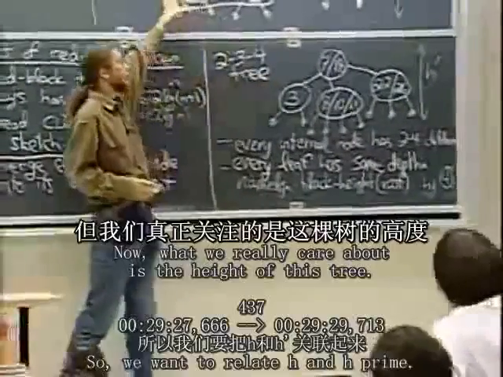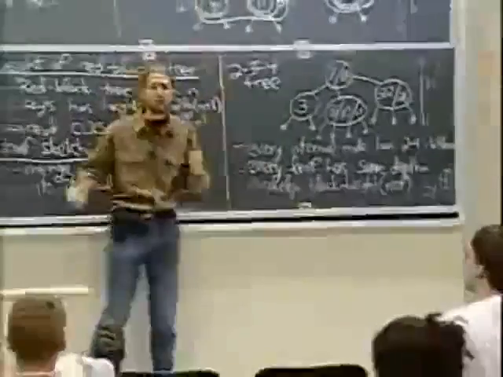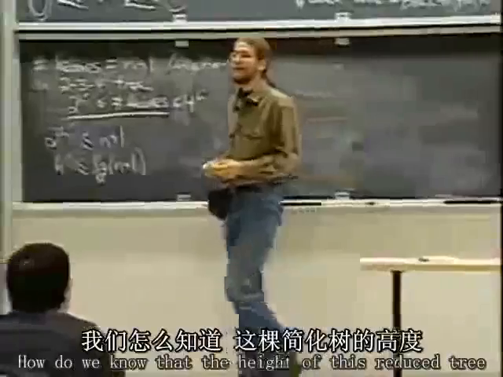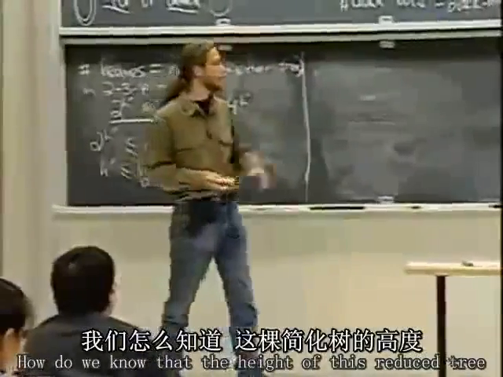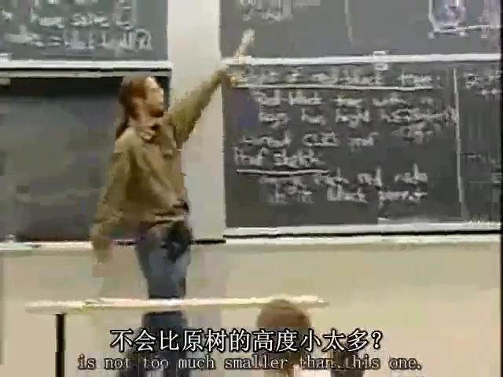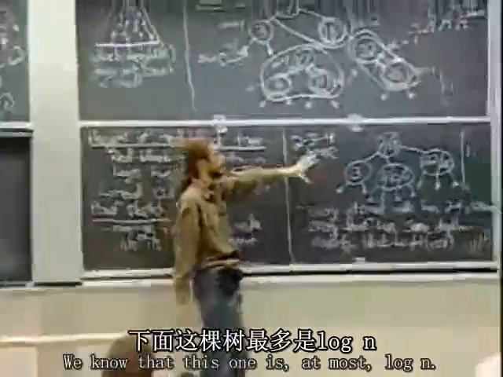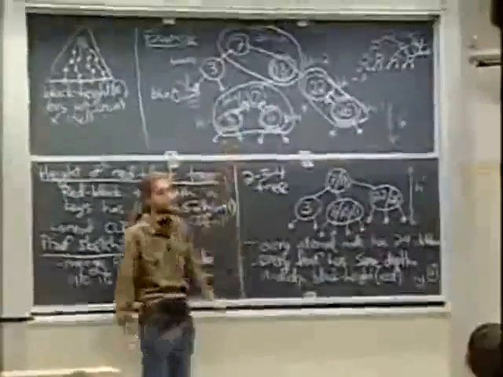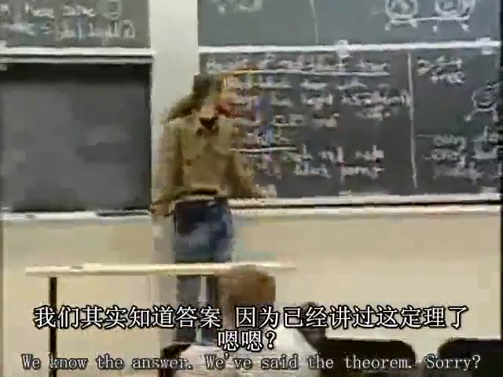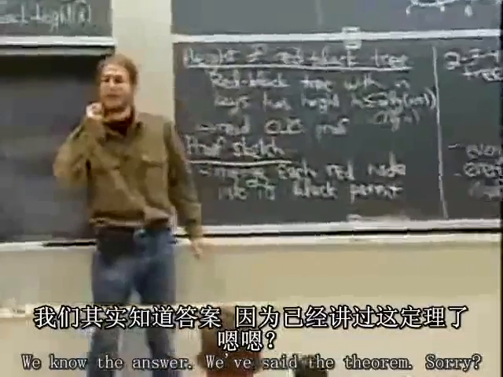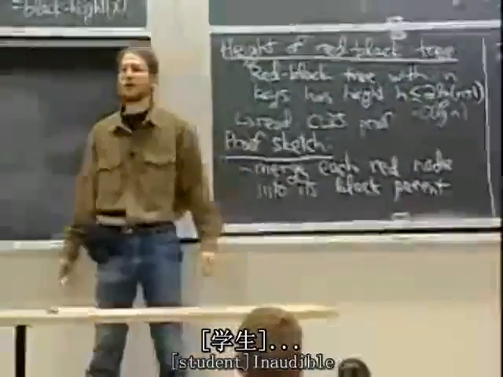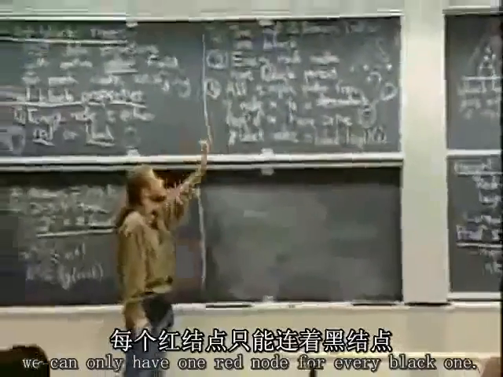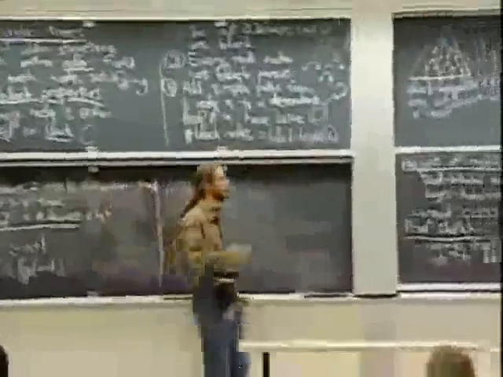Now what we really care about is the height of this tree. So we want to relate h and h prime. Any suggestions on how we might do that? How do we know that the height of this reduced tree is not too much smaller than this one? We know that this one is at most log n. We want this one to be at most 2 log n plus 1. Or we know the answer, right? We said the theorem. Sorry? Right. So property 3 tells us that we can only have one red node for every black one. We can at most alternate red and black.